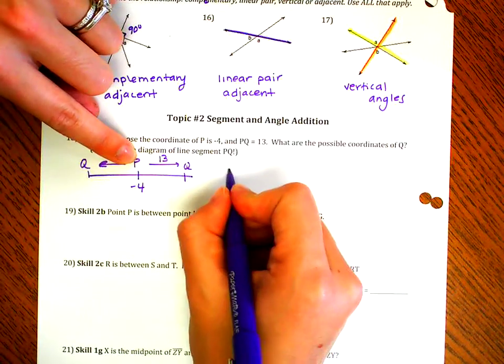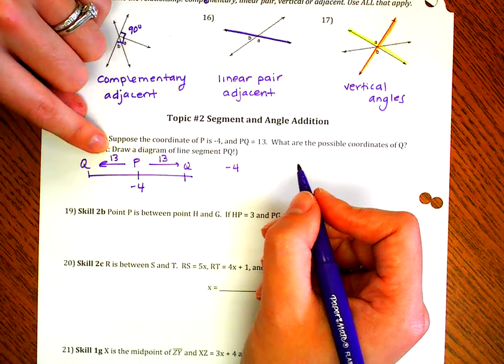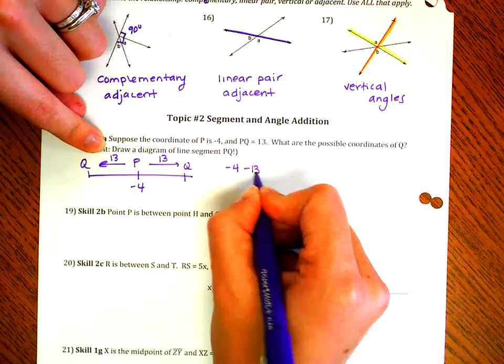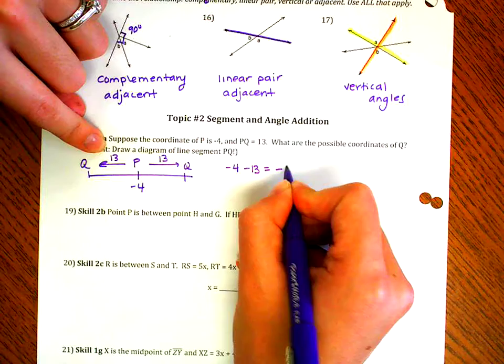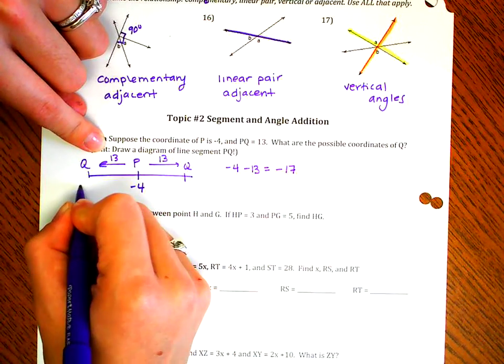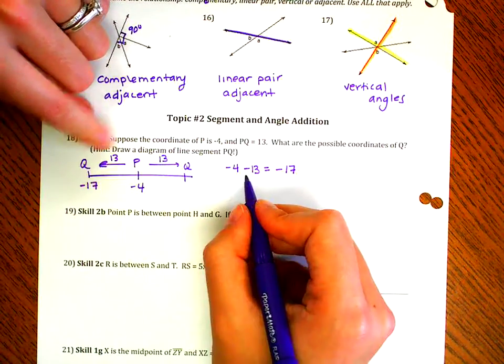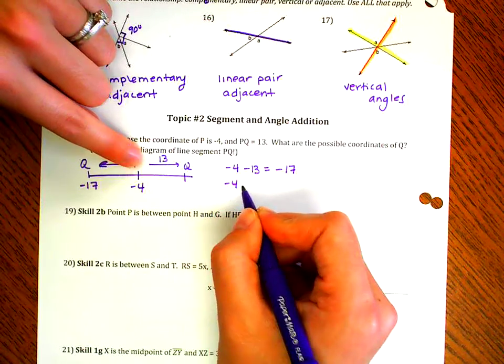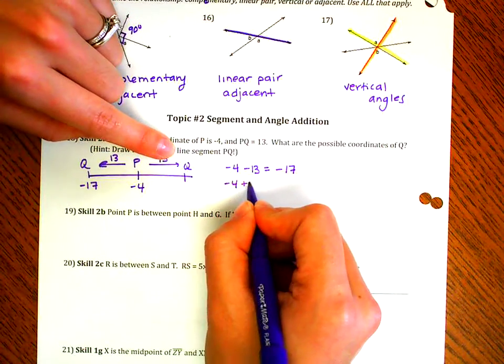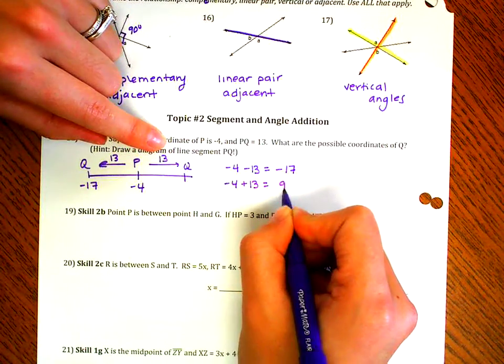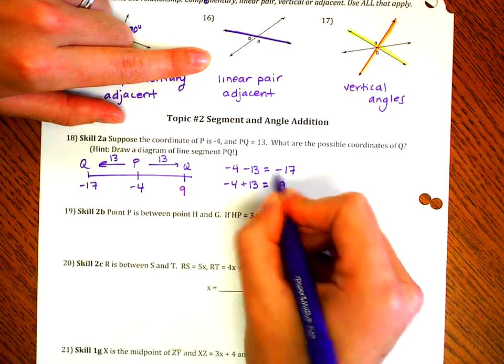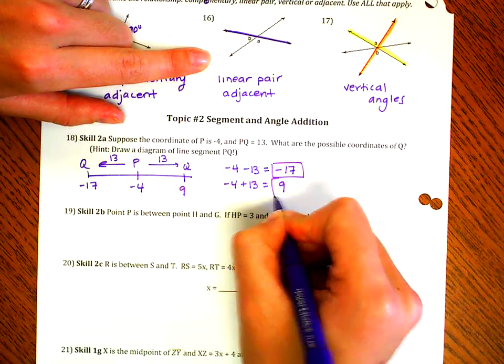Well, if I start at P, which is -4, if I go backwards, I'm subtracting 13 to get to Q. That's going to give me a coordinate of -17. Similarly, if I start at P and I go in the forward direction, I'm adding 13 to get to Q. That's going to give me a value of +9. So my two possible coordinates are -17 and 9.